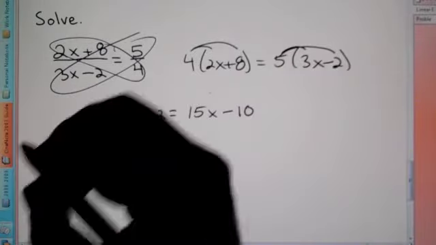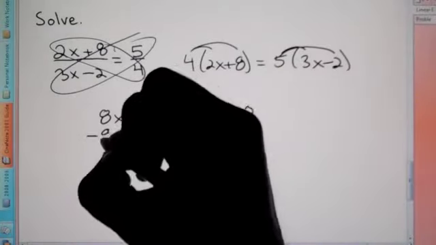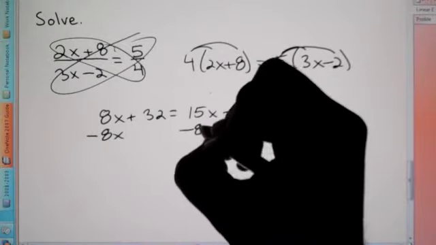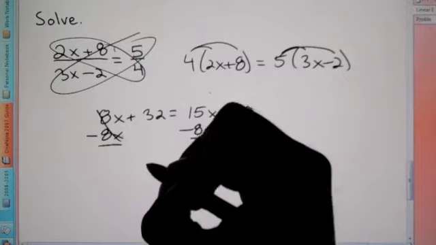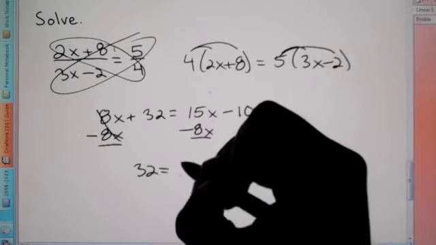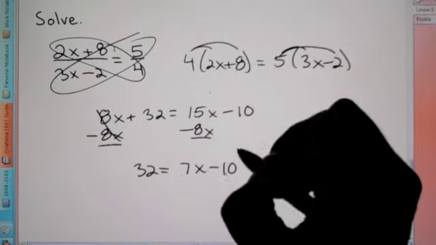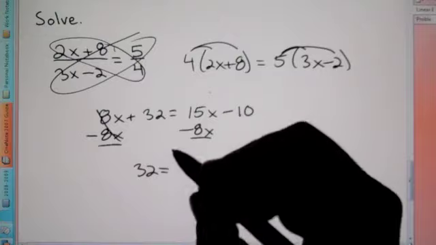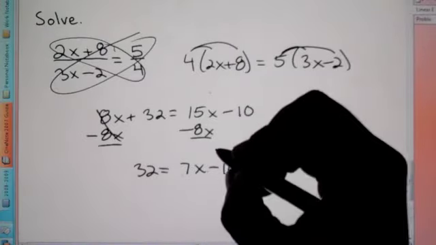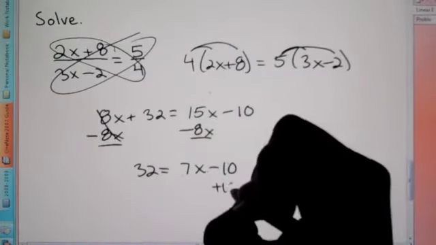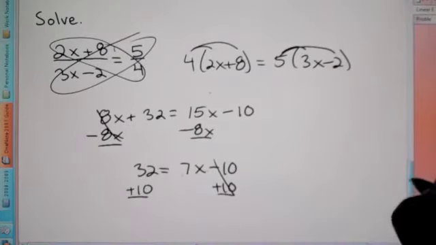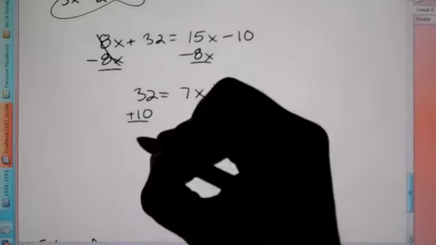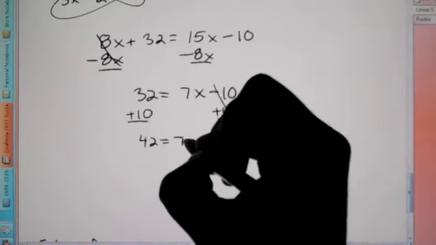So here we need to get all the variables on one side. So we're going to subtract 8x. So we're left with 32 is equal to 7x minus 10. Now we need to move the numbers without variables to the other side. So we're going to add 10. So we have 42 is equal to 7x.